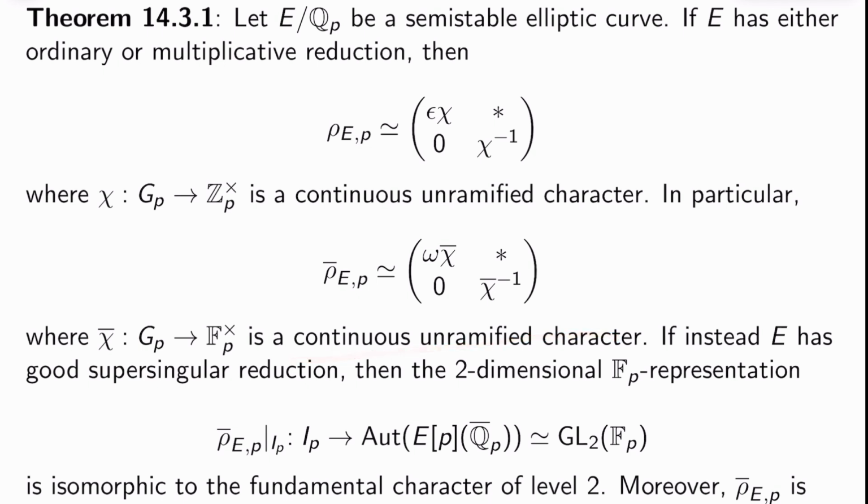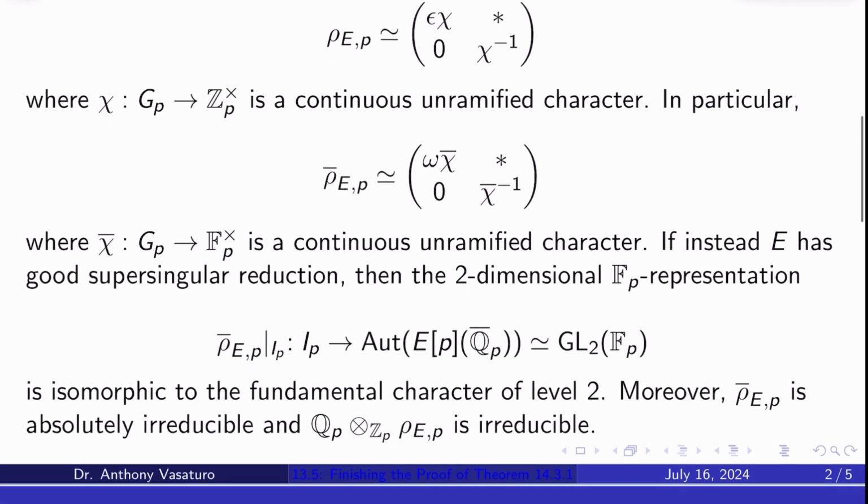So we proved all this already. What we didn't prove is the next part. If instead E has good supersingular reduction, then the two-dimensional F_p representation rho bar_{E,p}, when restricted to inertia at p, is isomorphic to the fundamental character of level 2. Moreover, rho bar_{E,p} is absolutely irreducible, and when you tensor it up to Q_p bar, it's irreducible.